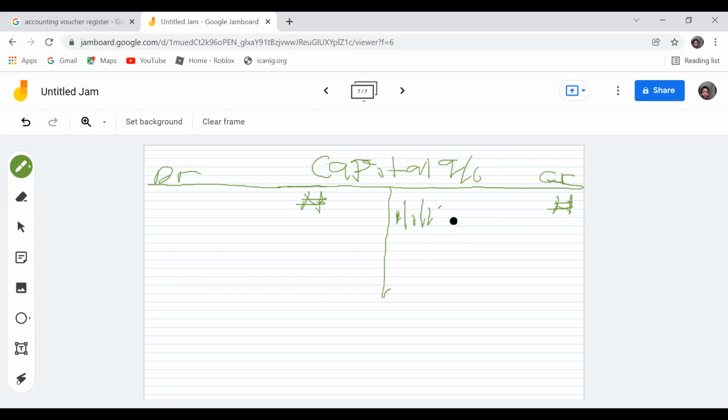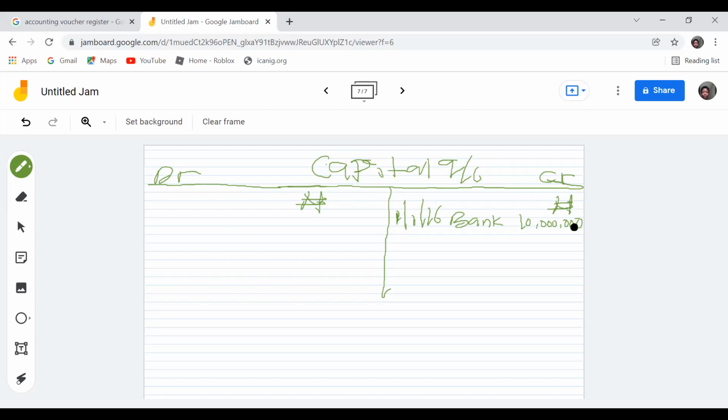So when you are introducing the money, you are introducing it as capital and you paid it into the bank. So write Bank here, which is 10 million. All right, so that's it.